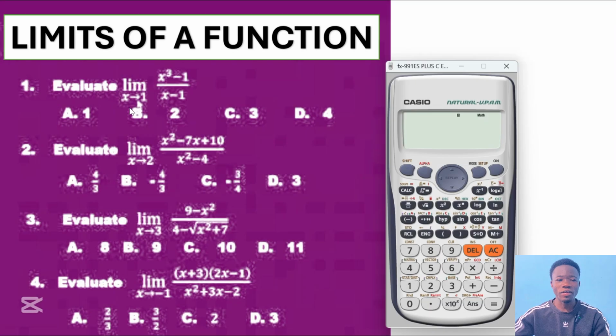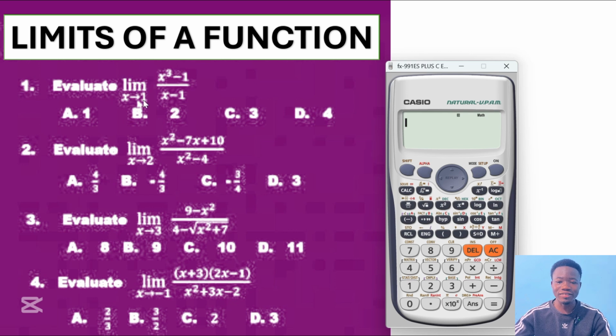Alright? So the first question we have is: evaluate the limit of x cubed minus 1 all over x minus 1 as x approaches 1. So it means that when x is approaching 1, what is the behavior of this value?